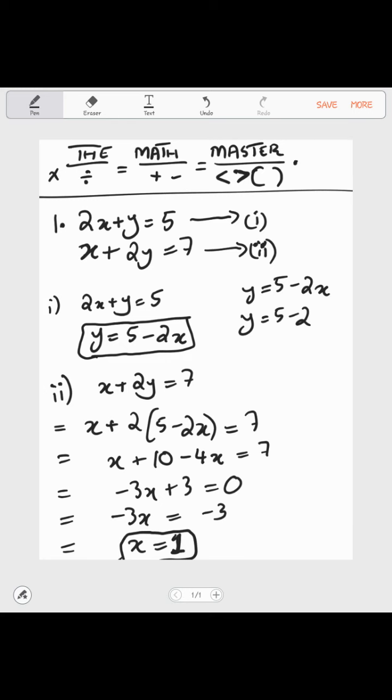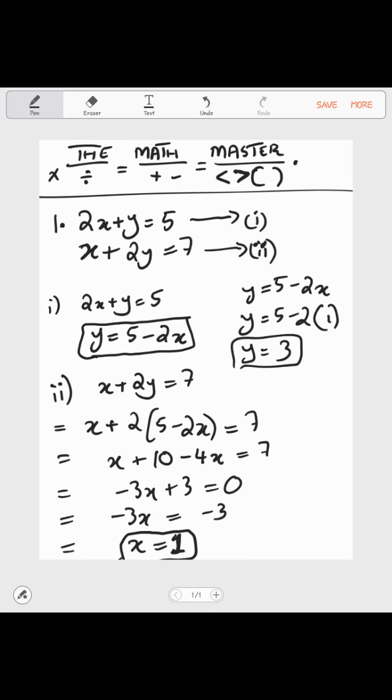We have already found the value of x, so we can just substitute this number over here. This is, by the way, known as the substitution method, because you substitute those values of y and x into different equations, which will give you the answer. 5 minus 2 multiplied by 1 in bracket will give you 5 minus 2, which is 3.